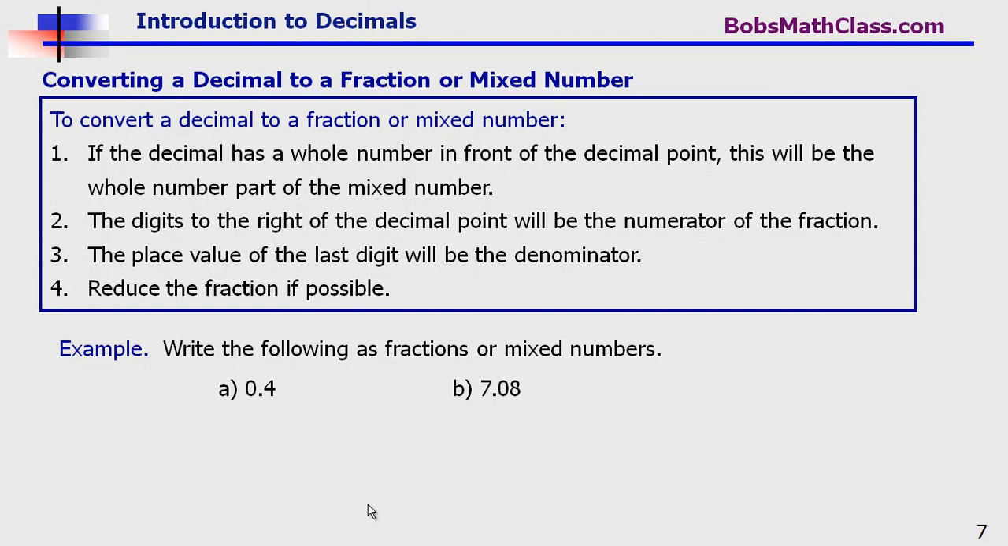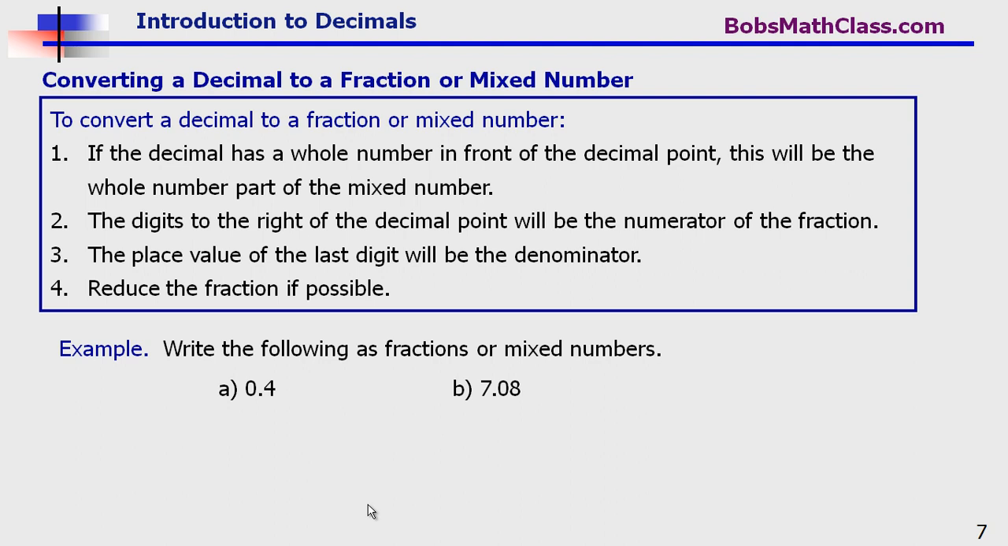Okay, so if the decimal has a whole number in front of the decimal point, this will be the whole number part of the mixed number. The digits to the right of the decimal point will be the numerator of the fraction. The place value of the last digit will be the denominator. What that means is if the last digit is in the tenths place, the denominator will be 10. If the last digit is in the hundredths place, the denominator will be 100. If the last digit is in the thousandths place, the denominator will be 1,000. Okay? Reduce the fraction if possible. So even if we don't say to reduce a fraction, you always want to reduce.